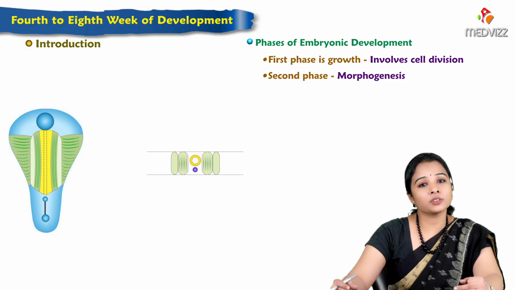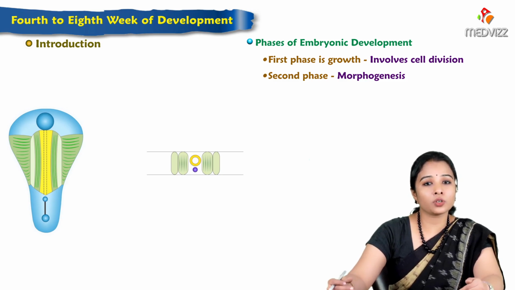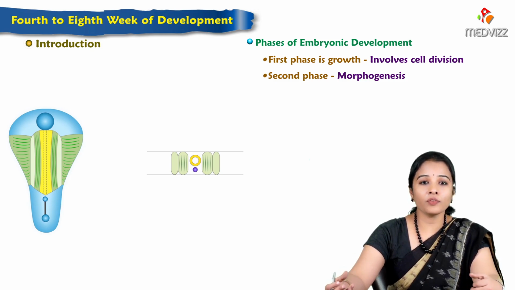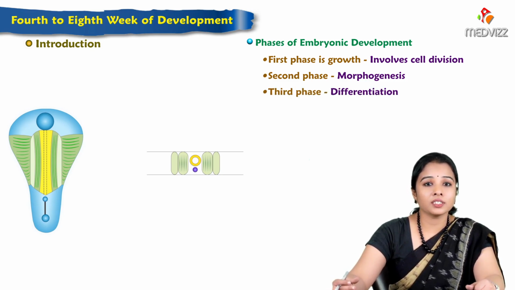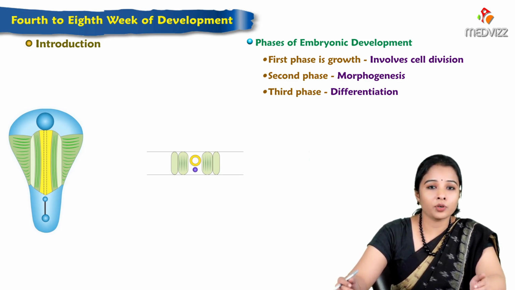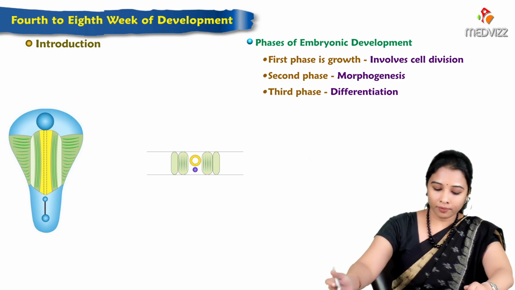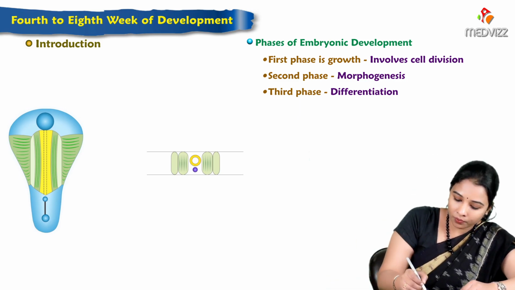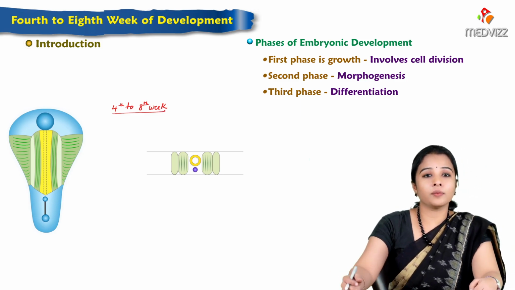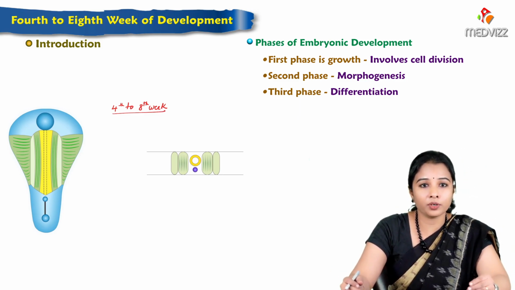And the second phase, morphogenesis, also includes the development of somites and foldings of the embryo. The third phase is the differentiation. So these are the three phases which are associated with embryonic development. So today we are going with the development of the 4th to 8th week. So by this we will complete most of the general embryology.